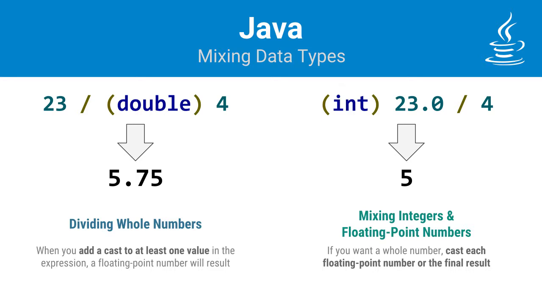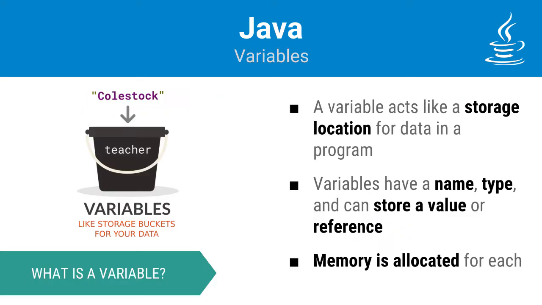In the first example, casting one of the operands to a floating point number like a double preserves the part right of the decimal and yields a floating point number as the result. On the other hand, if I'm seeking a result free of a remainder, I could cast any floating point operands to whole numbers like an int, and a whole number would result.